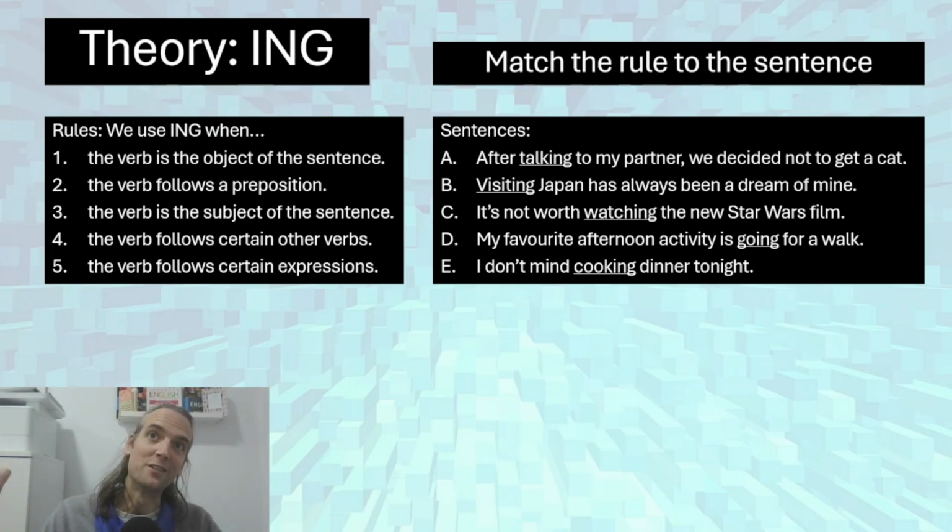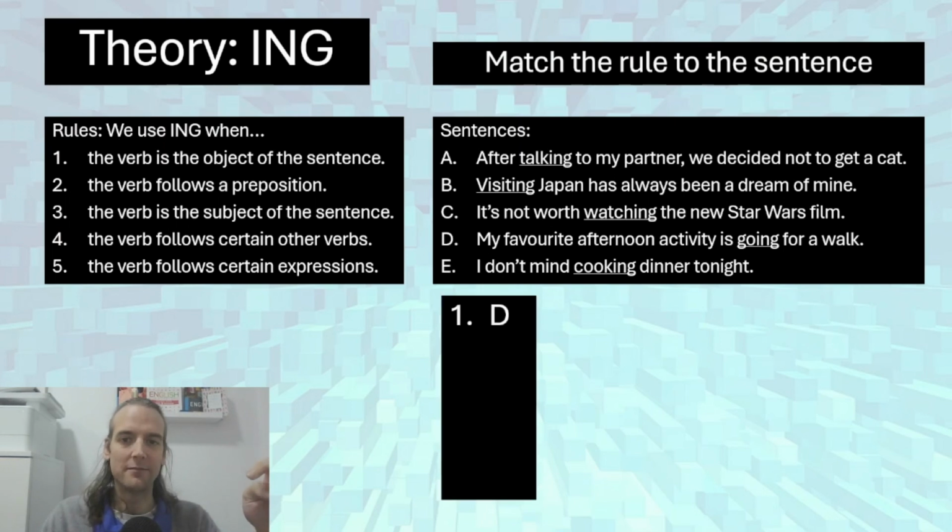There is some kind of storm here, or they're doing some kind of maintenance. But anyway, number 1, the verb is the object of the sentence. Well, you could argue different things, but I think the simplest one there is sentence D. My favorite activity is this thing.